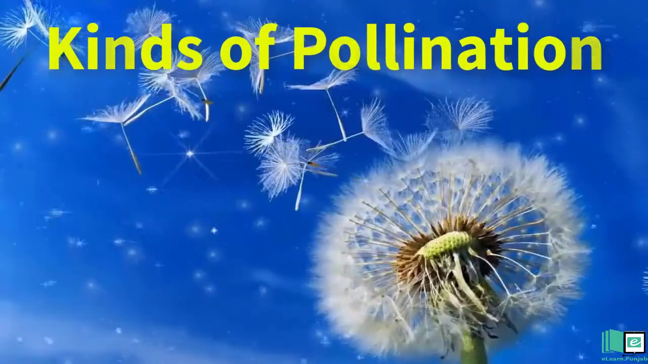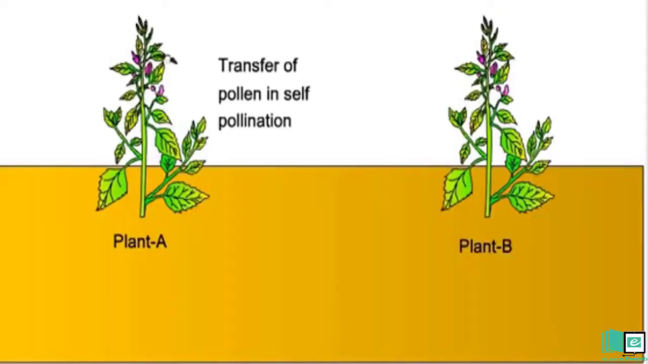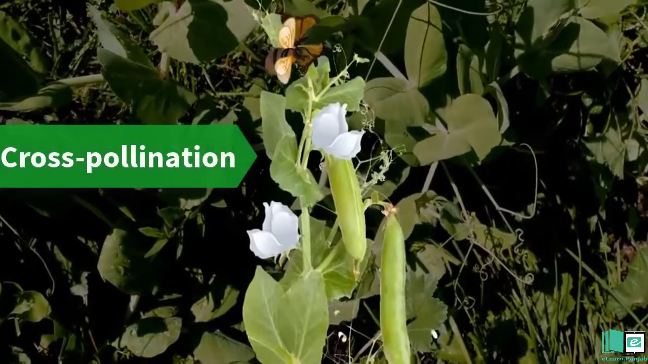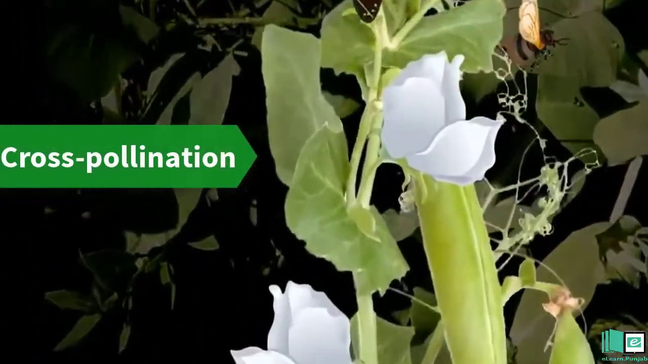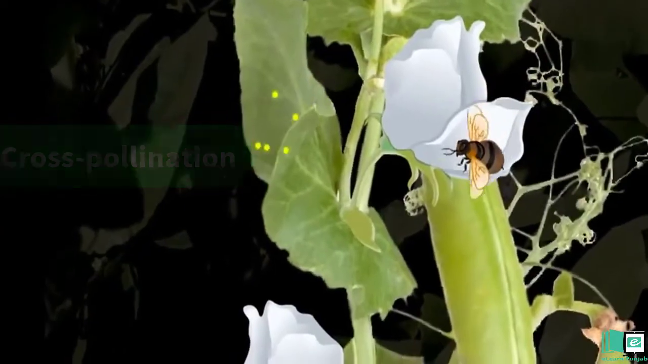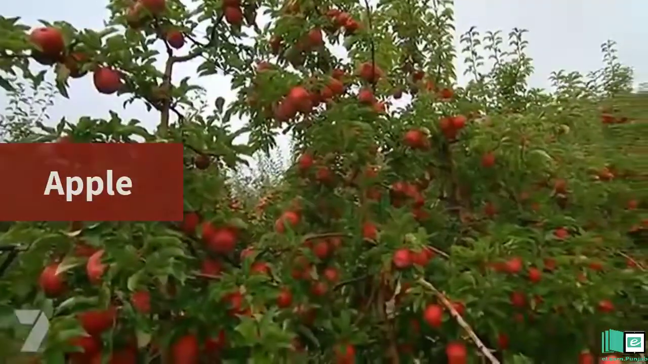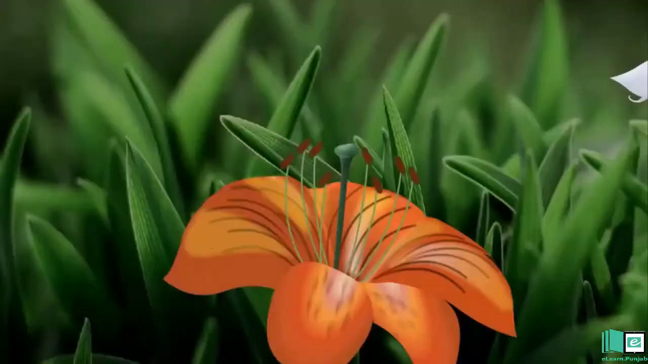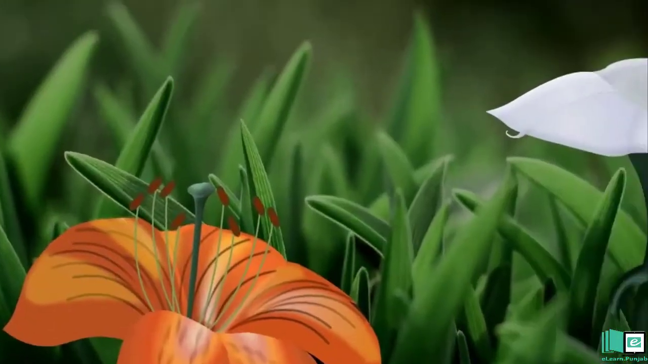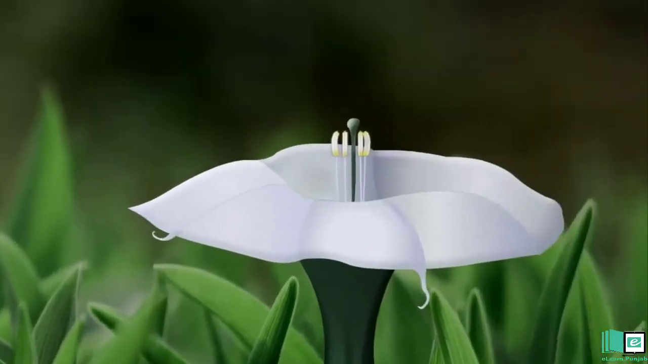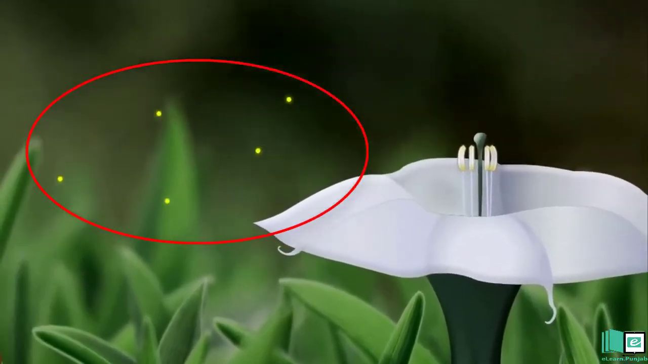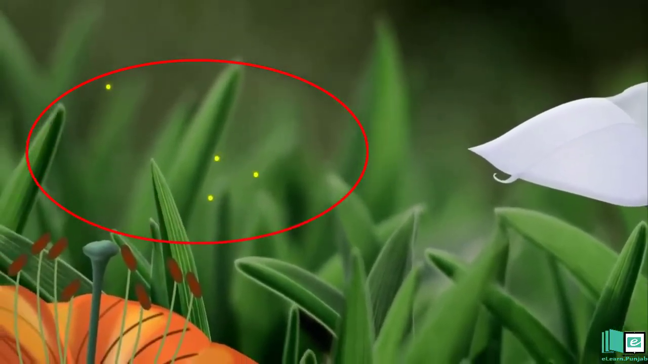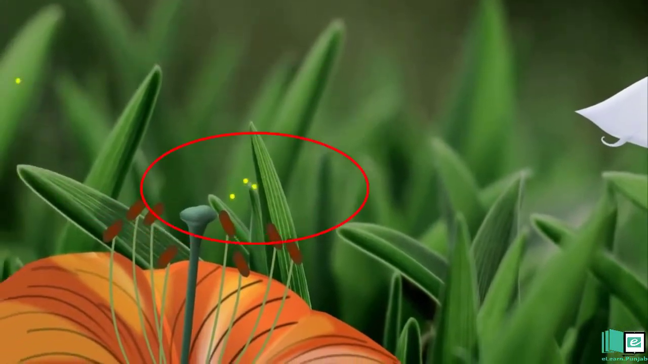Kinds of pollination: self-pollination and cross-pollination. The transfer of pollen grains from the anther of a flower to the stigma of a flower on another plant of the same kind is called cross-pollination. Poplar, willow, apple, papaya trees, etc. are cross-pollinated plants. For cross-pollination, the plants must grow flowers at the same time. Cross-pollination usually happens in plants near each other. Cross-pollination produces stronger plants as compared to self-pollination.